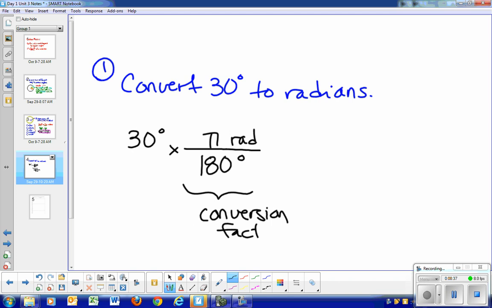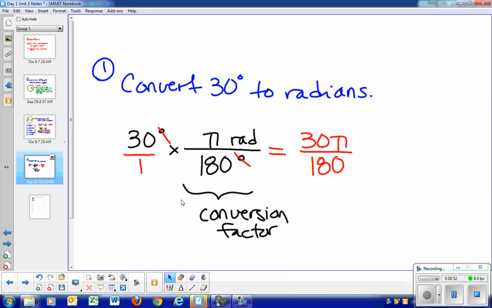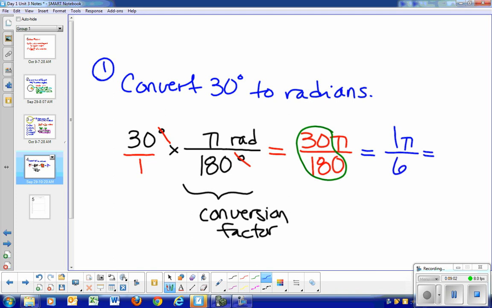And with this conversion factor in our problem, we're good to go, because now degrees cancels degrees. You could put this with a 1 underneath it if that helps you. And then you multiply fractions by going straight across the top and straight across the bottom. And now the 30 over 180, that reduces. 30 divides into 180 exactly 6 times. So this is 1 pi over 6, or sometimes we would, well, we typically would just say that as pi over 6. And the units that are left that aren't crossed out are radians. So we have pi over 6 radians.